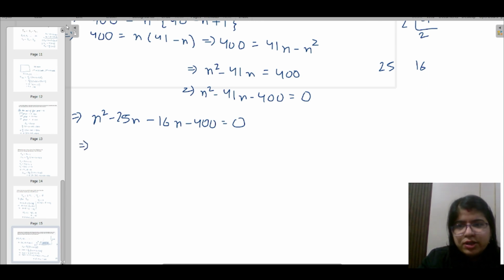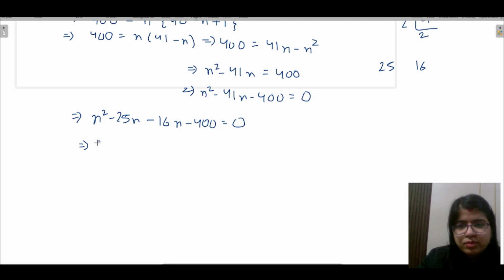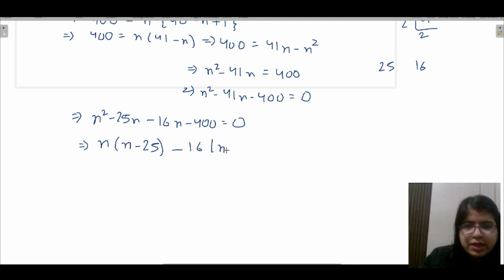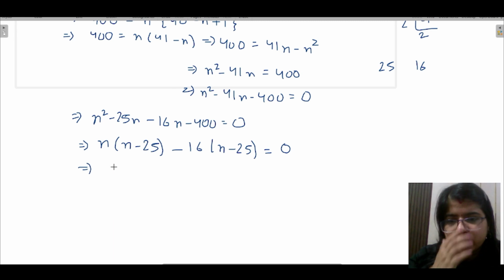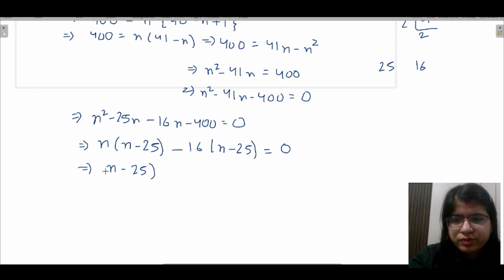When you take n common here, you will get n minus 25. When you take minus 16 common here, we will get n minus 25 again, is equal to 0. So now when you do this, we will have n minus 25 into n minus 16 is equal to 0. So n is coming as 25 or 16.